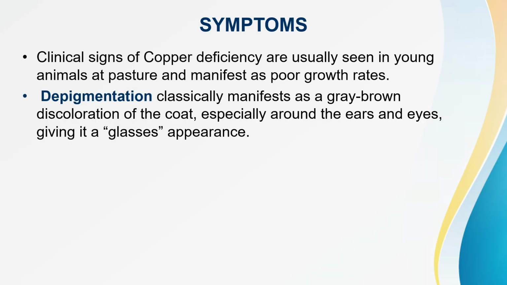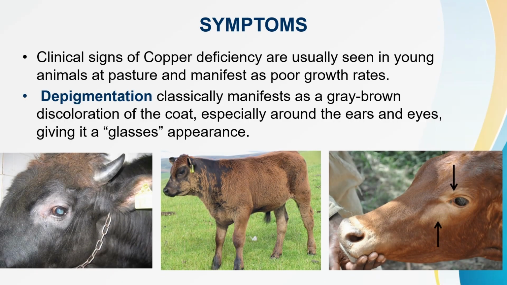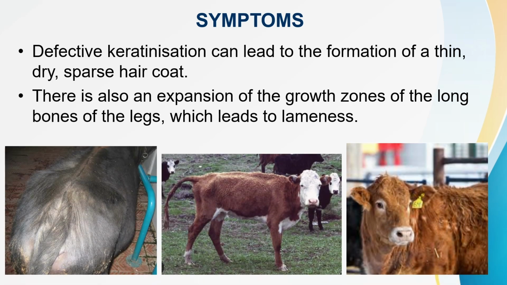Clinical signs of copper deficiency are usually seen in young animals at pasture and manifest as poor growth rates. Depigmentation classically manifests as a gray-brown discoloration of the coat, especially around the ears and eyes, giving it a glasses appearance. Defective keratinization can lead to the formation of a thin, dry, sparse hair coat. There is also an expansion of the growth zones of the long bones of the legs, which leads to lameness.